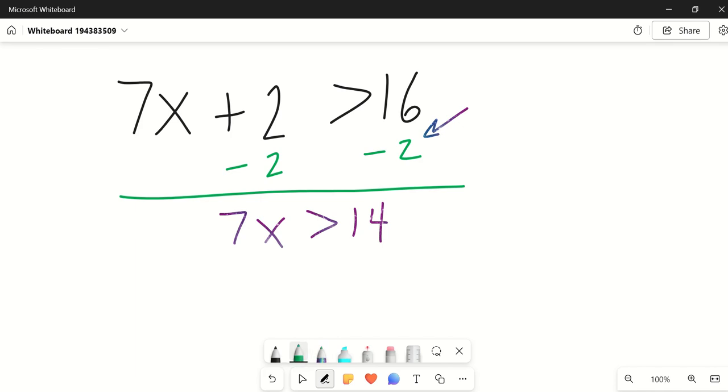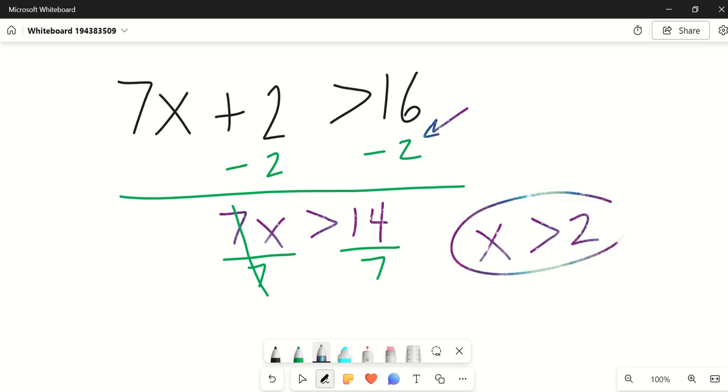Now what is my next step? You've got to divide the coefficient by 7 on both sides. Okay, so I've got to divide both sides by 7. That will cancel this out. So now my answer is x is greater than 2. And that would be my answer. So it's just the same as everything else, just different symbols.